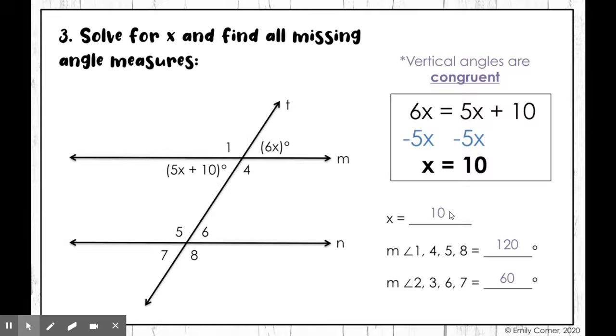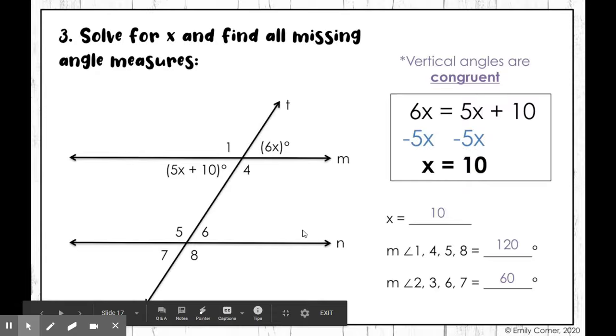And now that I know that x equals 10, I'm going to substitute that number back in for x. So I see that this angle measure is 60, and this angle measure is also 60. Knowing that these two are 60, we can figure out all the other missing parts. These two are supplementary, so that one's 120. That one is 120 as well. And then using the facts of corresponding angles can help me fill in the rest of those.